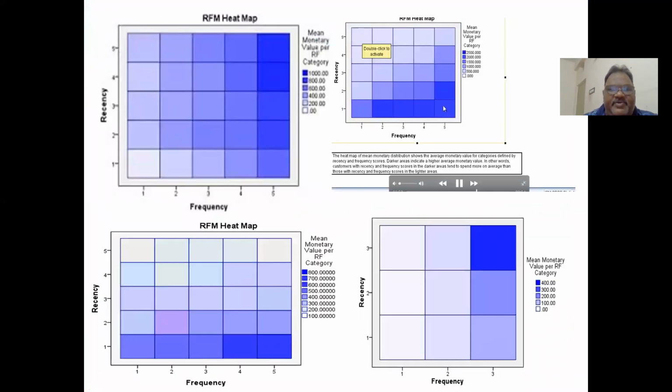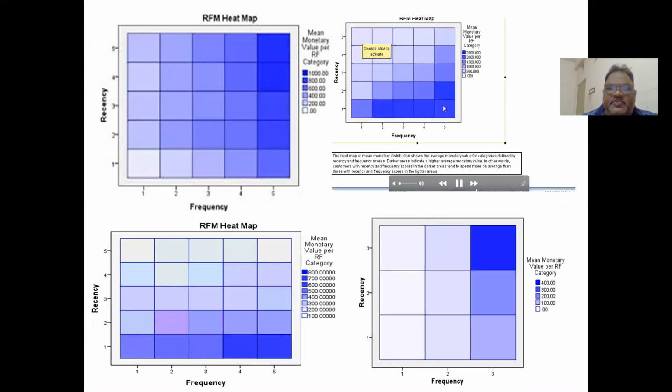So this is the heat map of, let me say, 4 companies. This is company 1, company 2, company 3, and company 4. Company 1 is the left upper corner, company 2 the right upper corner, company 3 the left lower corner, and company 4 the right lower corner.